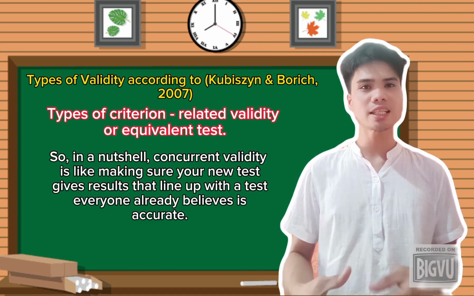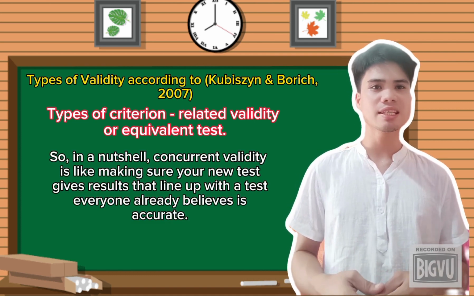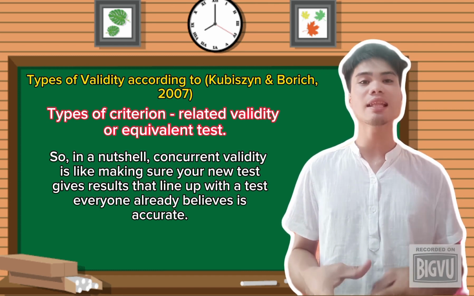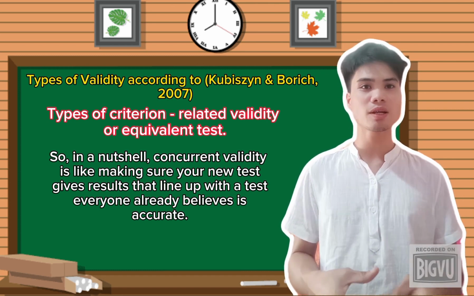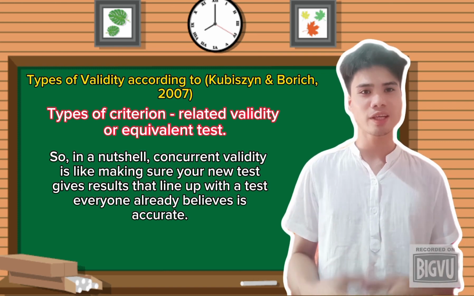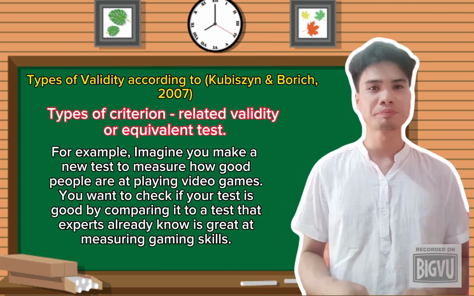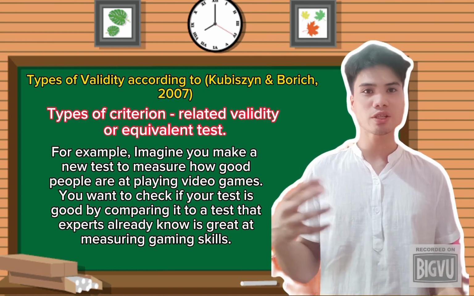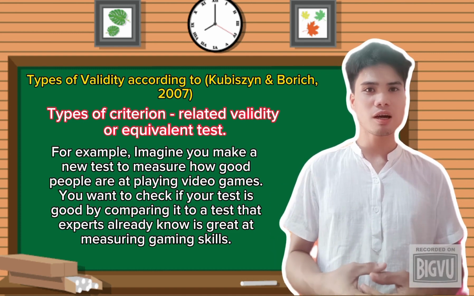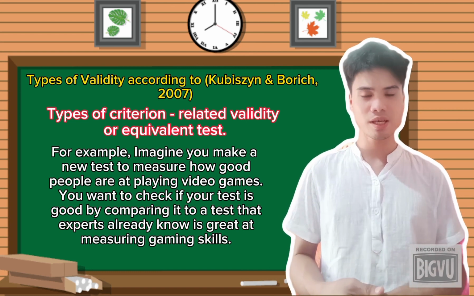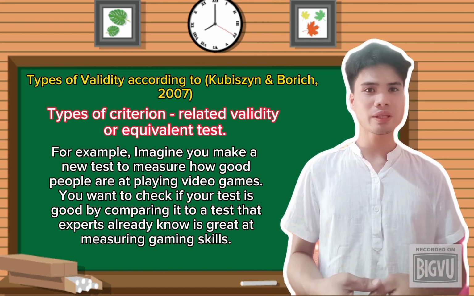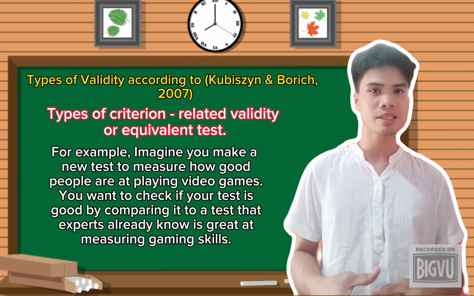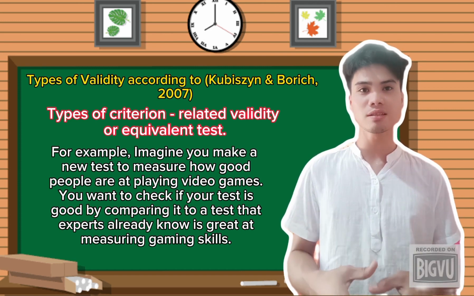So, in a nutshell, concurrent validity is like making sure your new test gives results that line up with a test everyone already believes is accurate. For example, imagine you make a new test to measure how good people are at playing video games. You want to check if your test is good by comparing it to a test that experts already know is great at measuring gaming skills.